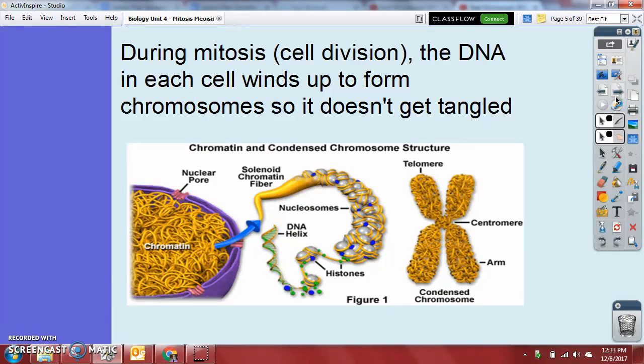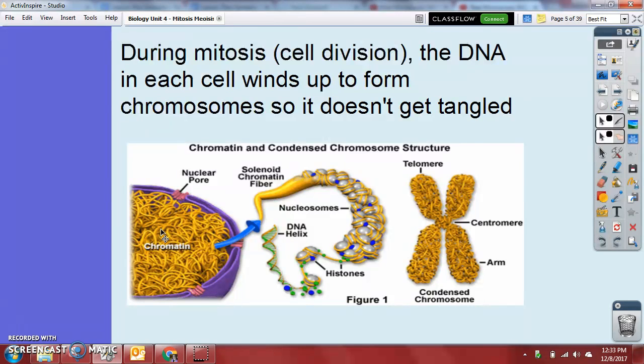All right, so here's the deal, okay? DNA is normally not in chromosomes. We've been talking about chromosomes. The DNA doesn't usually look like chromosomes, okay? It usually looks like the spaghetti in this picture. That spaghetti is called chromatin. No, it's not spaghetti, that's chromatin. It's an artist's drawing of chromatin, okay?